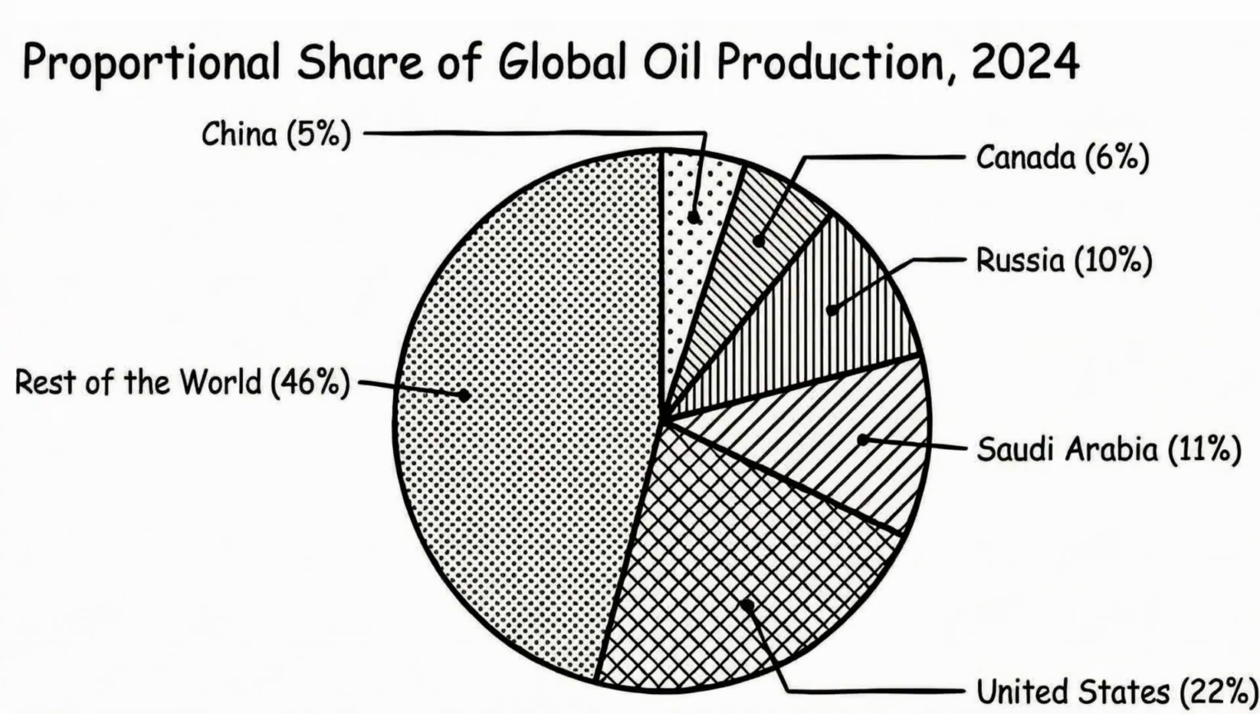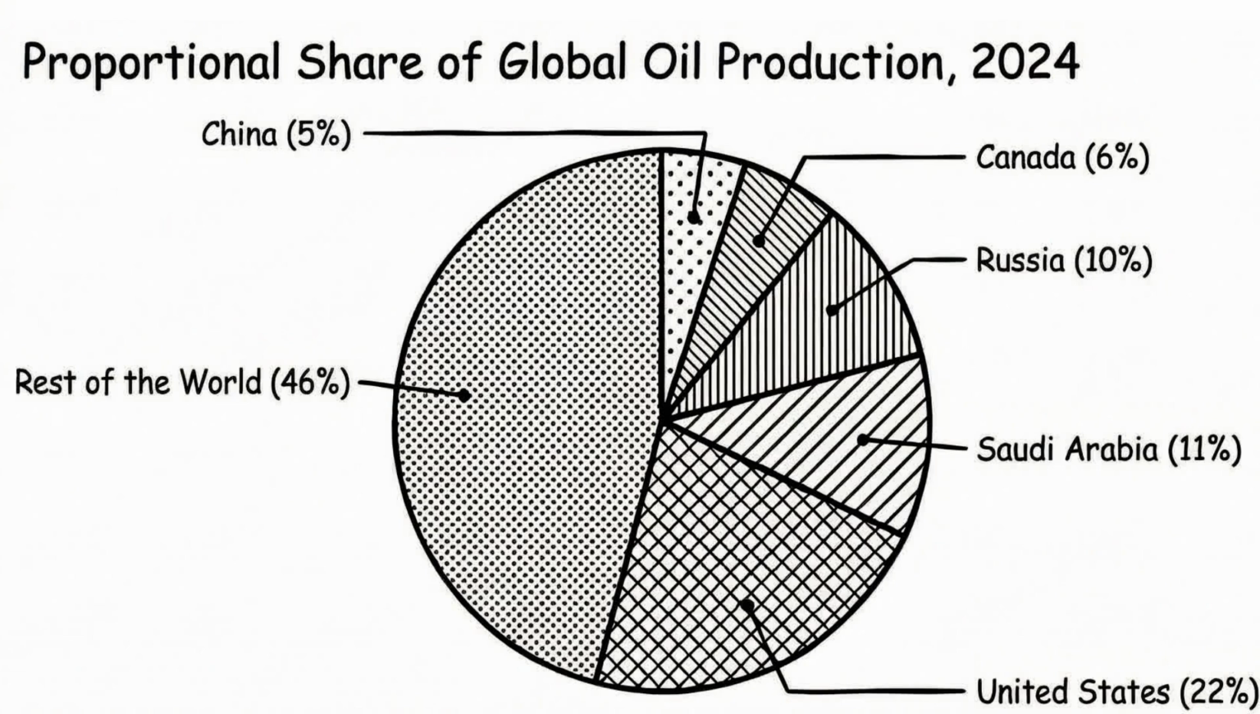Now let's look at the pie chart. The United States accounts for 22% of global oil production. Saudi Arabia and Russia contribute similar shares, at 11% and 10% respectively. Canada and China make up smaller proportions. However, the most noticeable feature is that 46% of global production comes from other countries. This shows that, although the top 5 producers are significant, a large share of supply is distributed across the rest of the world.